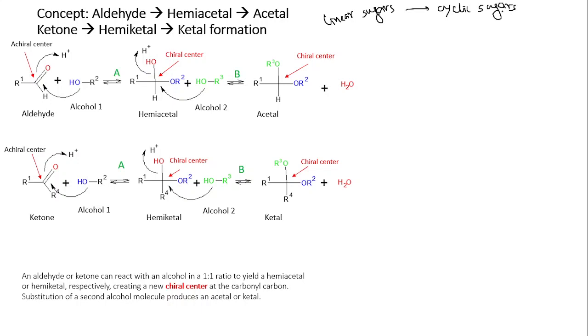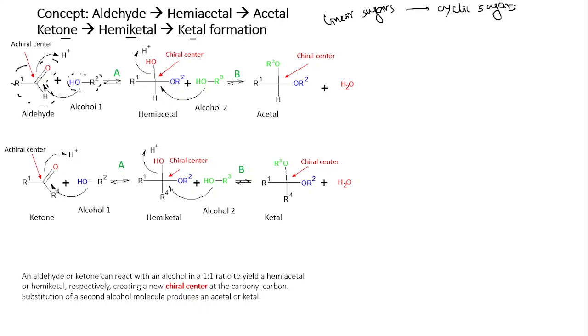Okay, so that mechanism is discussed here. So here we have an aldehyde. Before understanding that, we want to understand a concept called hemiacetal or acetal formation. For ketones, it is called hemiketal and ketal formation. So let's say this is an aldehyde and this is an alcohol.